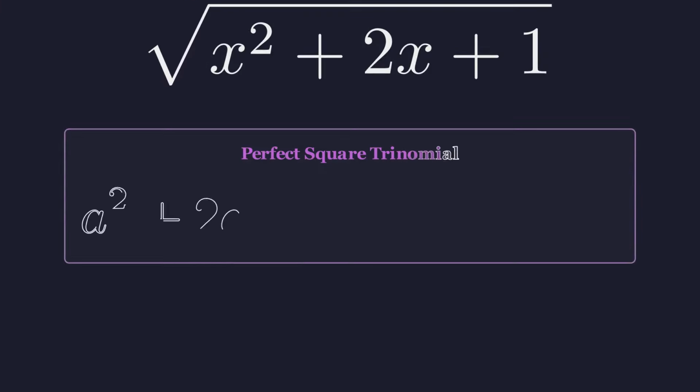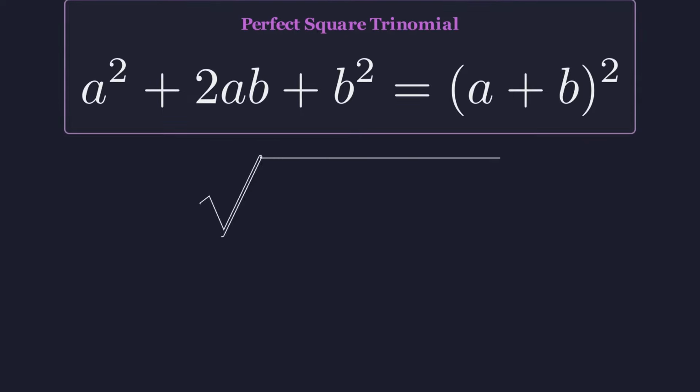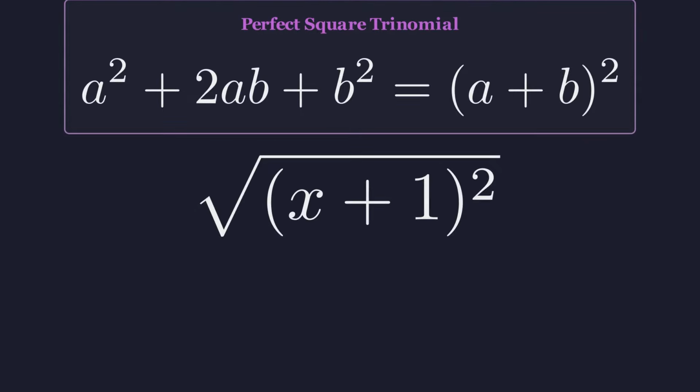This expression is a perfect square trinomial. a squared plus 2ab plus b squared equals the quantity a plus b, all squared. Our expression x squared plus 2x plus 1 perfectly matches this pattern. It factors into the square of the quantity x plus 1.